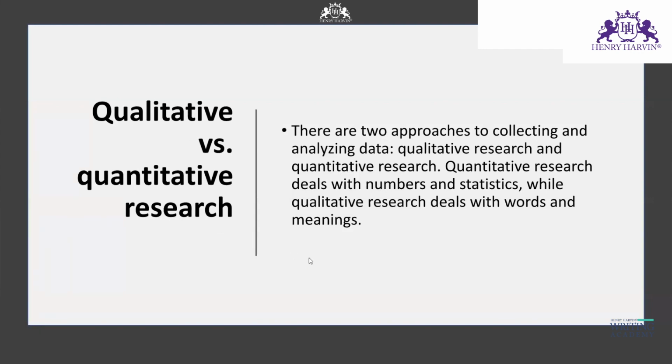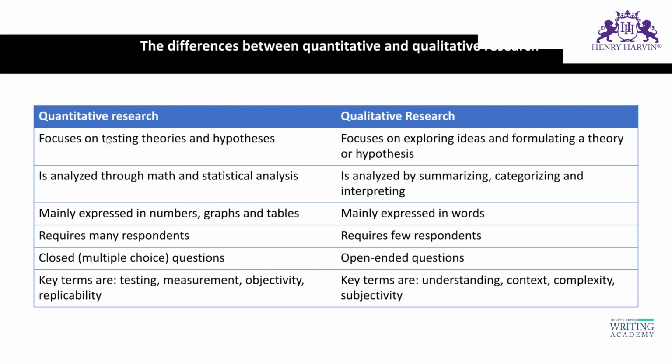Now, qualitative and quantitative we have already discussed. Qualitative would be more of your words, the process, whereas quantitative would be more of numbers. Quantitative is used to test theories and hypotheses, whereas qualitative is for exploring ideas. When you are exploring some idea and not giving any mathematical aspect to it, then it could be qualitative. If it is analyzed through math and statistical analysis, it becomes quantitative. And if it has a summary, a categorization, an interpretation, then it will be qualitative.